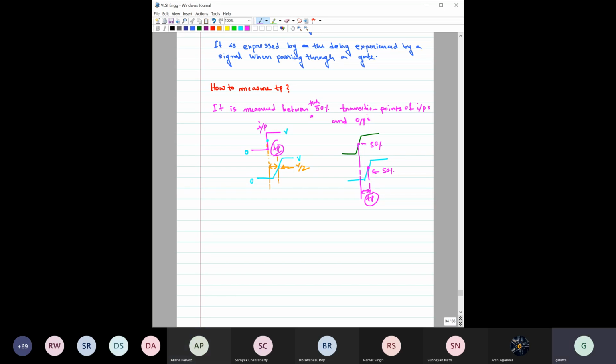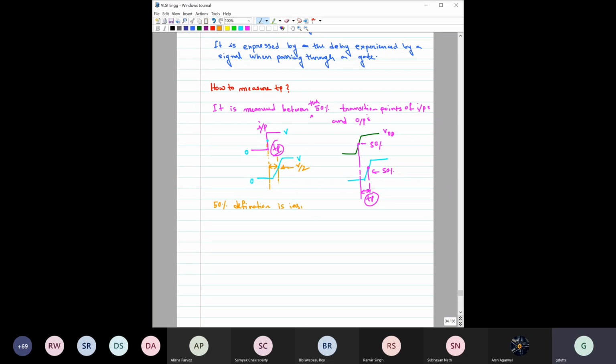Exactly. This is actually primarily inspired from that point only, that we have considered that VT is also half of VDD. So if this is VDD, then the threshold is half of VDD. That is basically the changeover point, the crossover point from one state to the other state. This 50% I also want to write here.